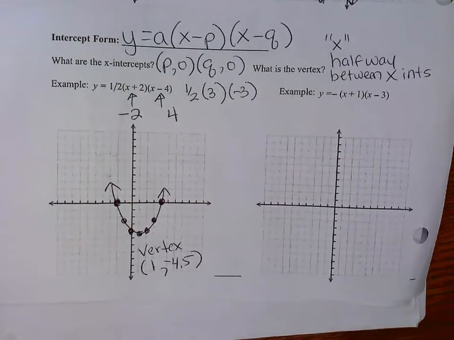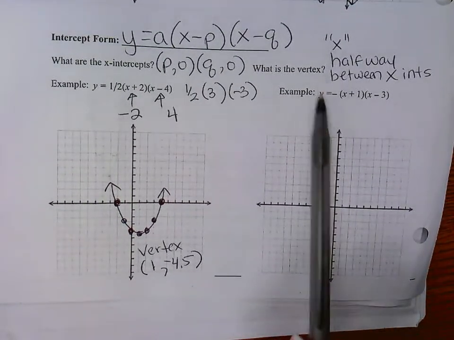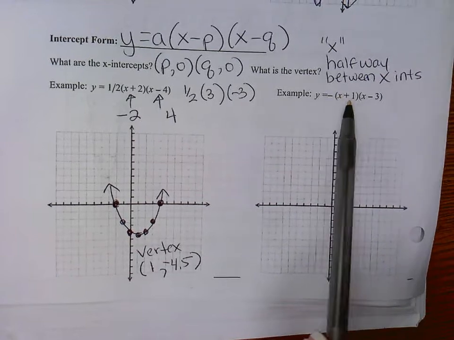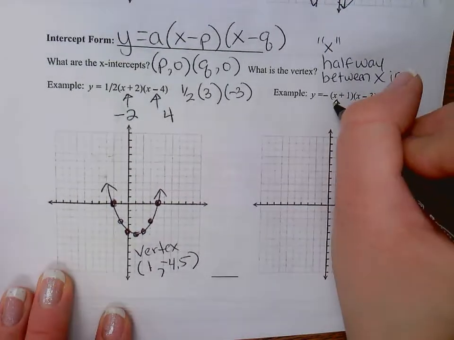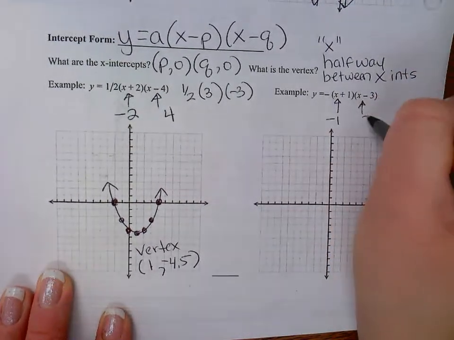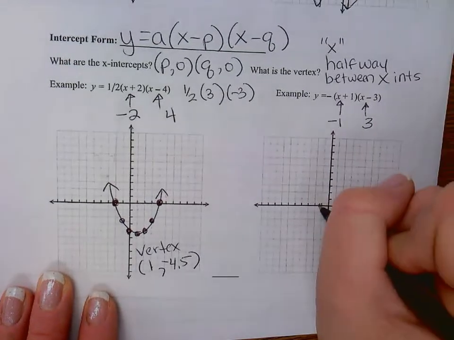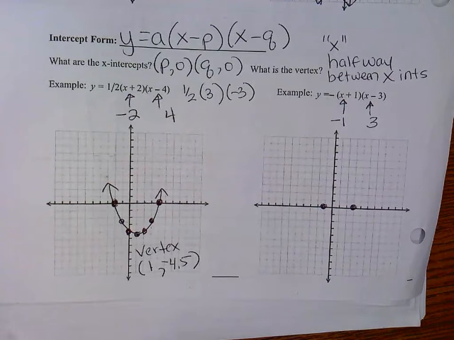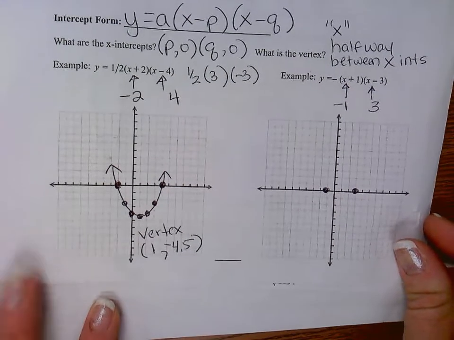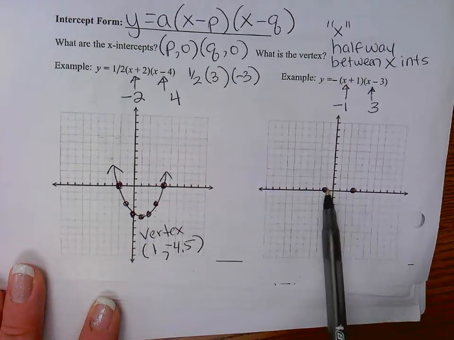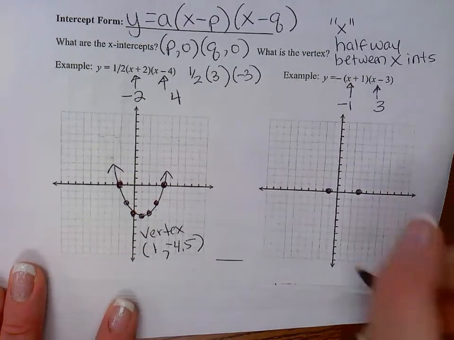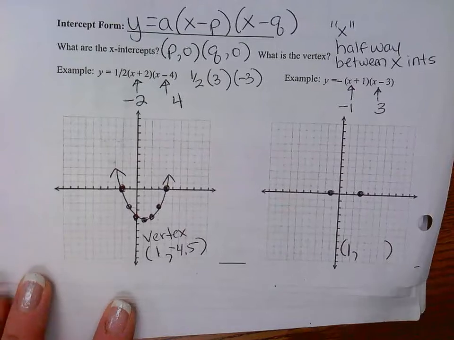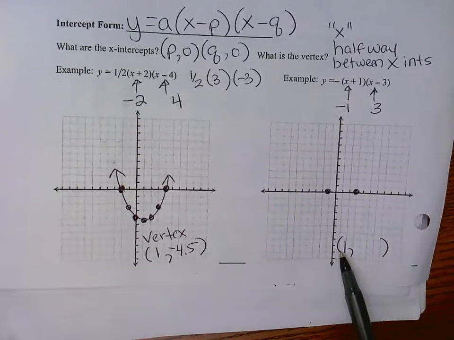This one should be a little bit easier because it's all integers here. So if I'm at an x-intercept of -1 and an x-intercept of +3, I can plot my two x-intercepts and I have to find the halfway point. So what's the halfway point? What's halfway between -1 and 3? 1. So my vertex, that's just kind of a coincidence, but my vertex is at 1 again.